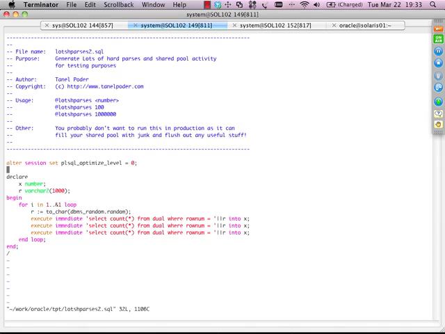So this is a script that I use for causing hard parses. I just run a loop, and in this loop I will just do a select count star where rownum equals this number. And you see it's not a bind variable, it's actually a literal, and it comes from DBMS_RANDOM. So basically I run the same SQL statement again and again and again with just a different literal value.